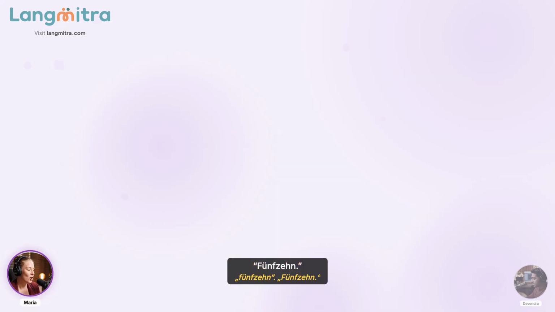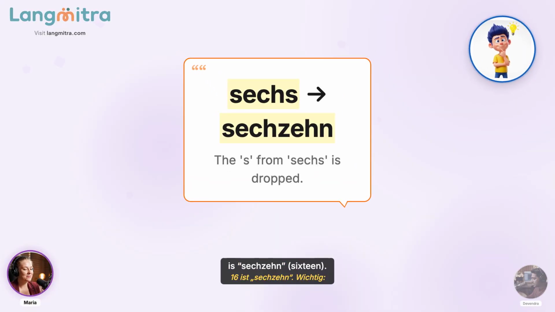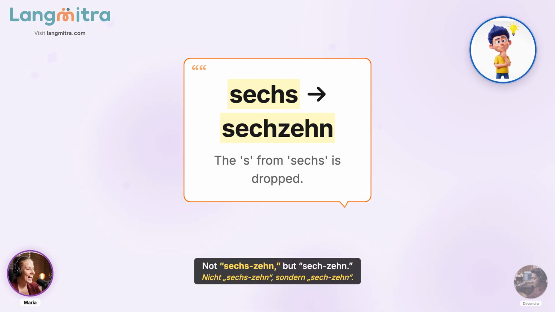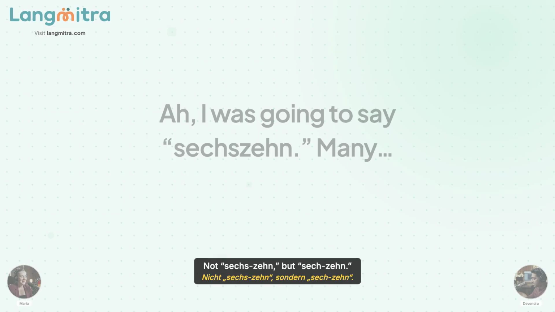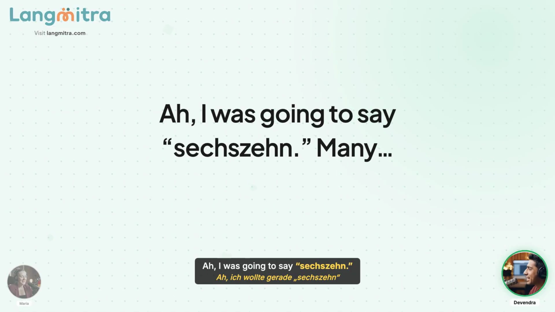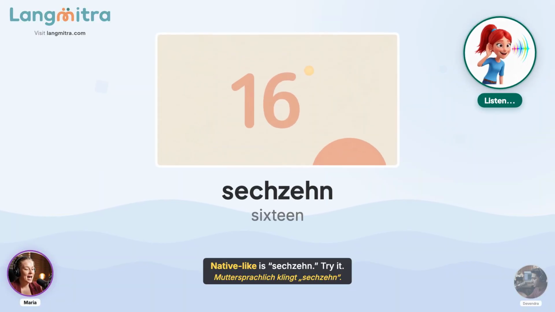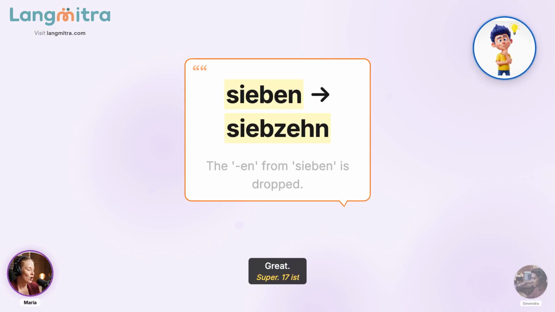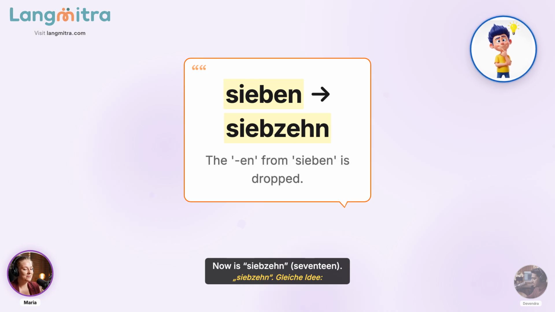Fünfzehn. 16 is sechzehn. Important, sechs loses the final S sound in the middle. Not sechszehn, but sechzehn. I was going to say sechszehn. Many learners do. Native-like is sechzehn. Try it. Sechzehn. Great. Now 17 is siebzehn.